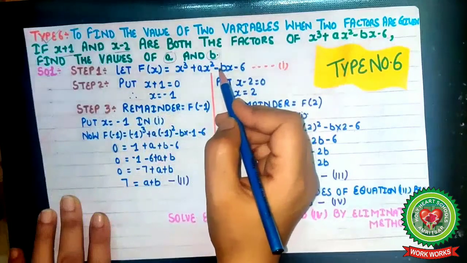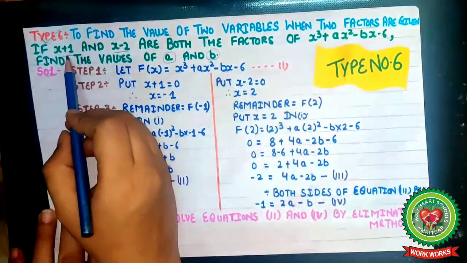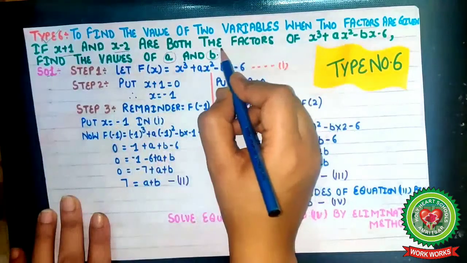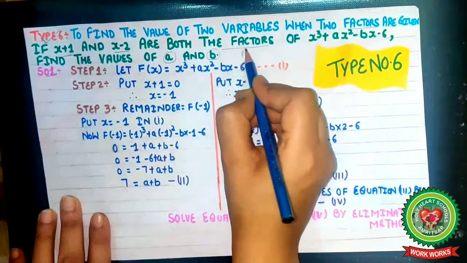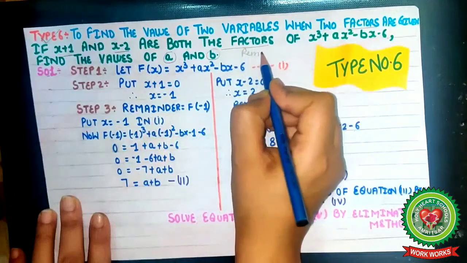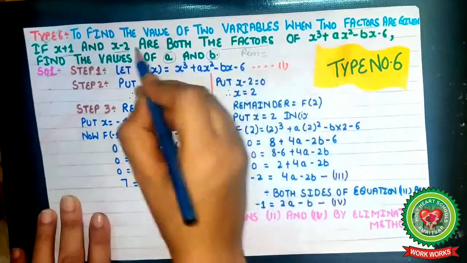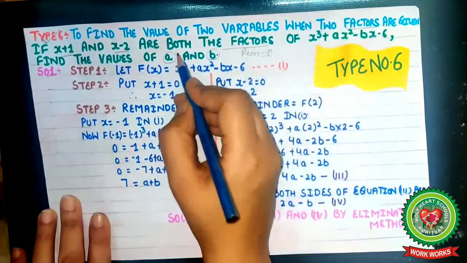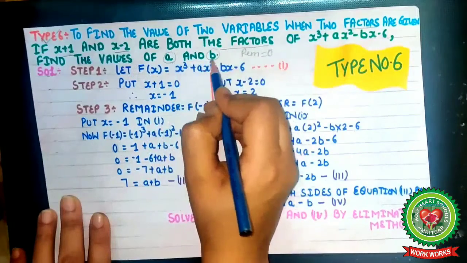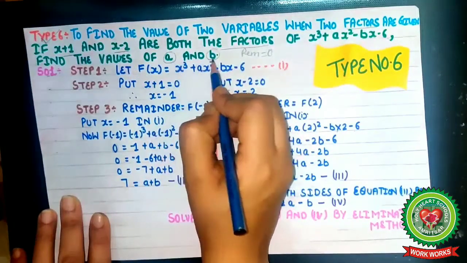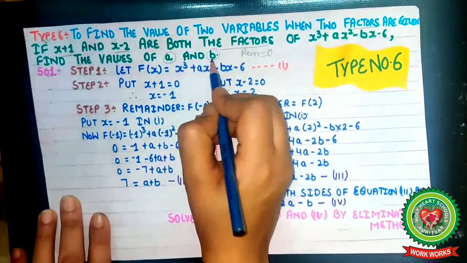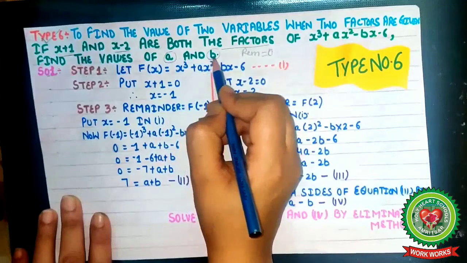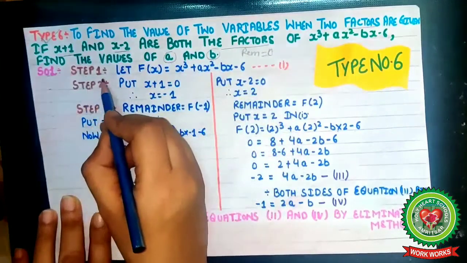Now students, what is given in the statement? It is given that x plus 1 and x minus 2 both are the factors. What does it mean? It means that there are two cases, that is case of x plus 1 and case of x minus 2. In both the cases remainder will be 0. Also what we have to find? We have to find values of a and b. As you know, if we have to find the value of two variables, we find that values by using elimination method. Now start with the sum by using those 3 steps.